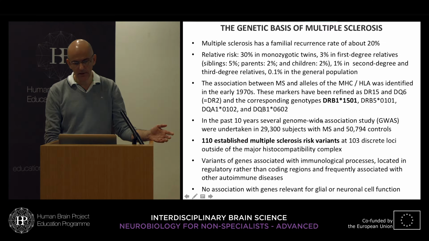In the past 10 years, also several genome-wide association studies have been undertaken in currently more than 30,000 subjects with MS and 60,000 controls. We have about 110 established MS risk variants at 103 discrete gene loci, all of them outside the MHC complex, and all of them are variants of genes associated with immunological processes which are located in regulatory rather than coding regions, and which are frequently associated with other autoimmune diseases. So far, no association with genes relevant for glial or neuronal function has been found.